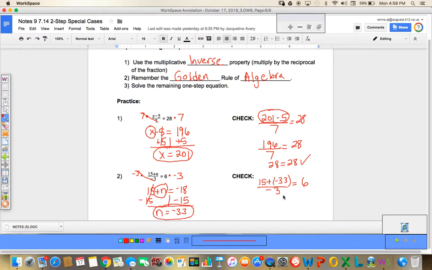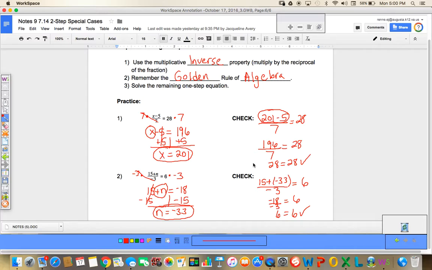15 plus -33 is -18, divided by -3, and a negative divided by a negative is a positive. So 6 equals 6. It checks. Now remember, if you're checking this in your calculator, you have to do 15 plus -33 and hit enter. That will give you the top part, which is -18. Then you divide it by -3, and your calculator will say +6.